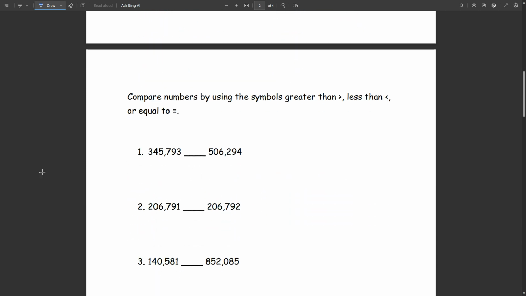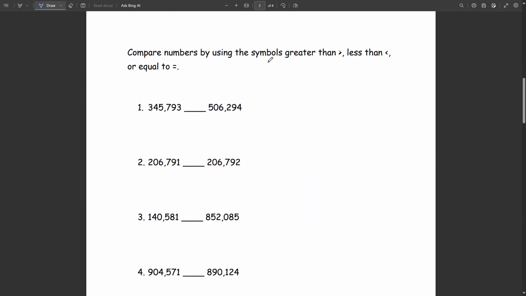Let's do the next page. The next page is to compare numbers by using the symbols greater than, less than, or equal to. So if we see here, we have 300,000 and then 500,000, right? So these are the same amount of places. So we look at these first numbers. This one is 3 and this one is 5, and since 5 is greater than 3, we can write a sign here. Now we can only look at the first numbers if we know that these have the exact same places. So there's 1, 2, 3, 4, 5, 6, and this one is also 1, 2, 3, 4, 5, 6.